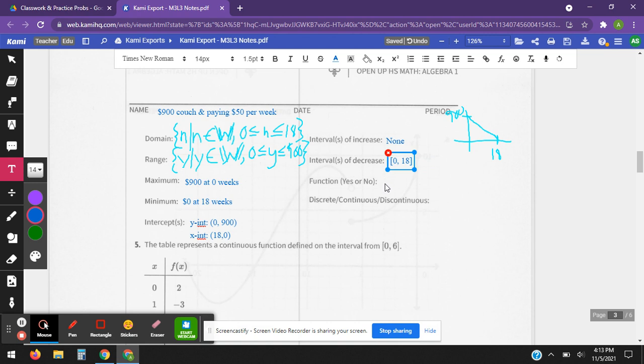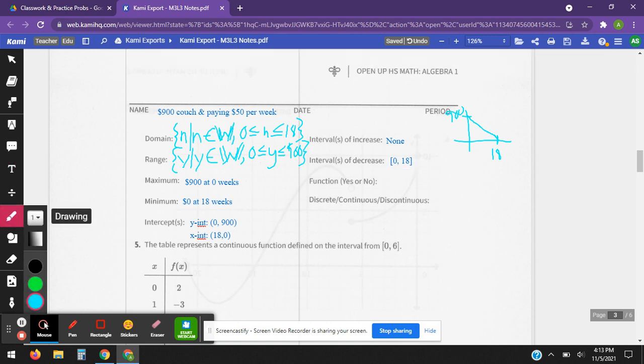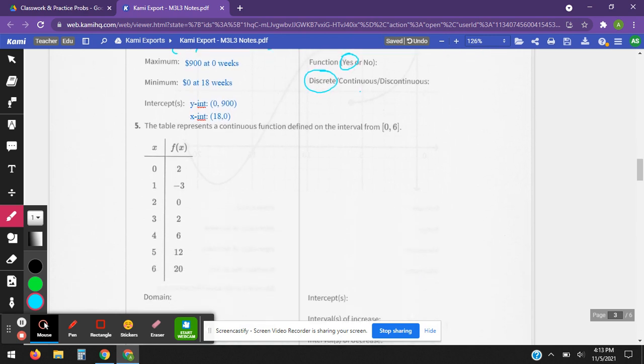Is this a function? Yes, it is. Every week has its own value. And is this discrete or continuous? It would be discrete because we said it was that 900, 850, 800, 750. Okay, next.